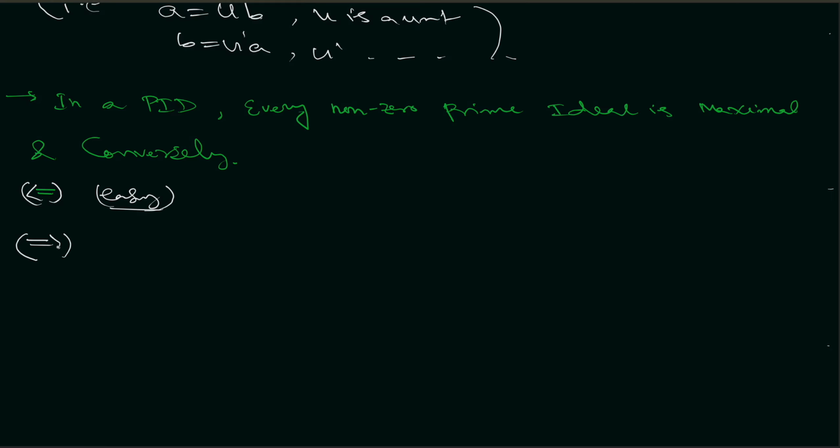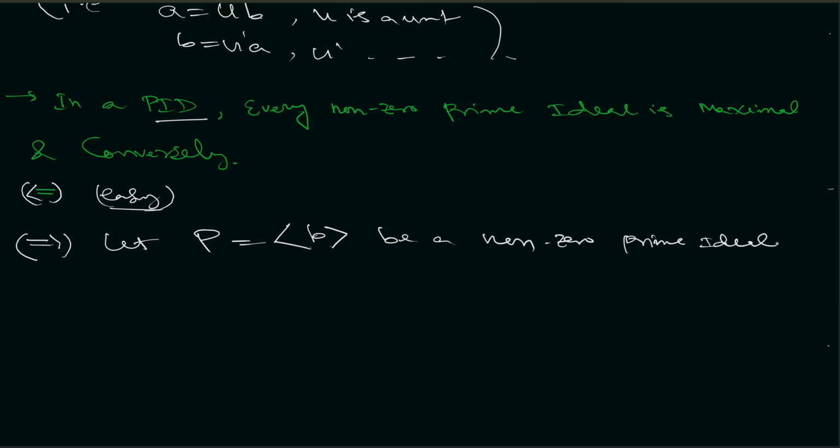If it is a prime ideal, then how can I show this ideal is going to be a maximal ideal? So suppose capital P, the ideal generated by small p, be a non-zero prime ideal. Why am I denoting this capital P to be generated by single small p? Because you are in a PID, so it will be generated by some single element. Suppose the single element is small p.